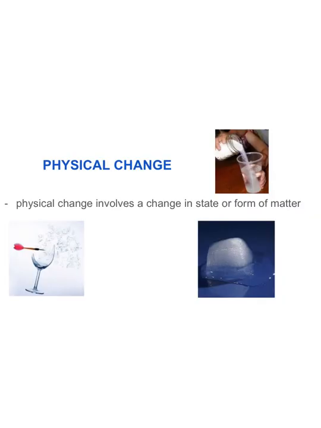Now, the most obvious way of observing a physical change is that it involves a change in its state, so remember solid, liquid, or gas, or form of matter. For example, you see the pictures here, we're dissolving salt in water. Now, it's still salt and water. We could technically separate the salt and the water if we evaporated the water. We really haven't created a new substance here.